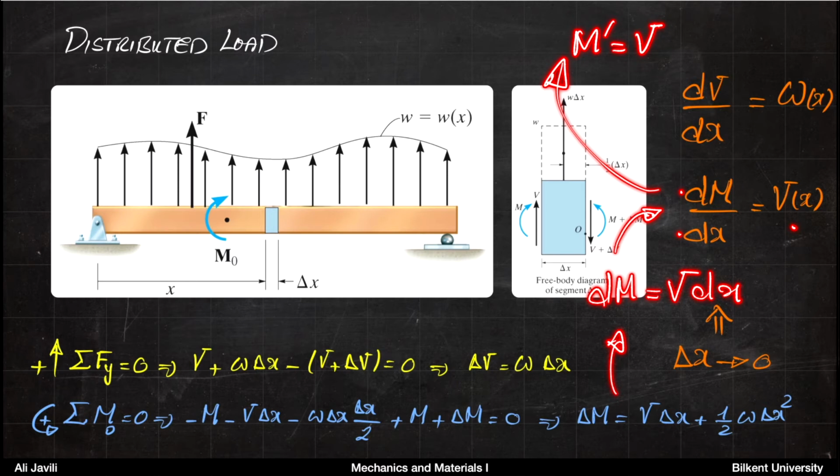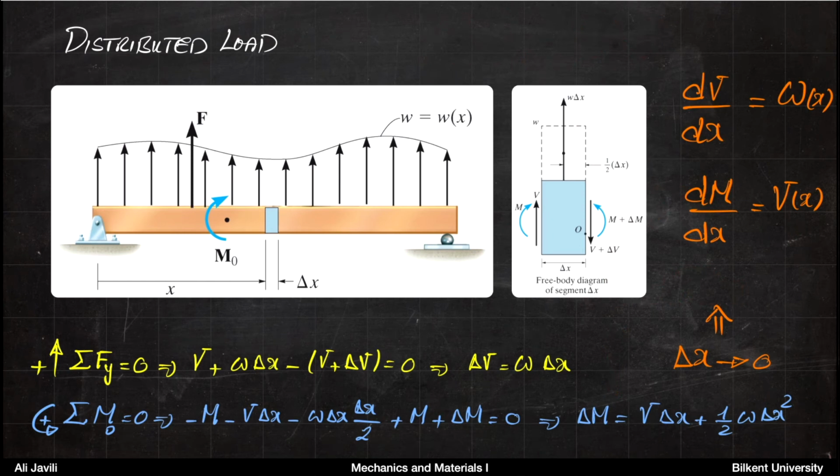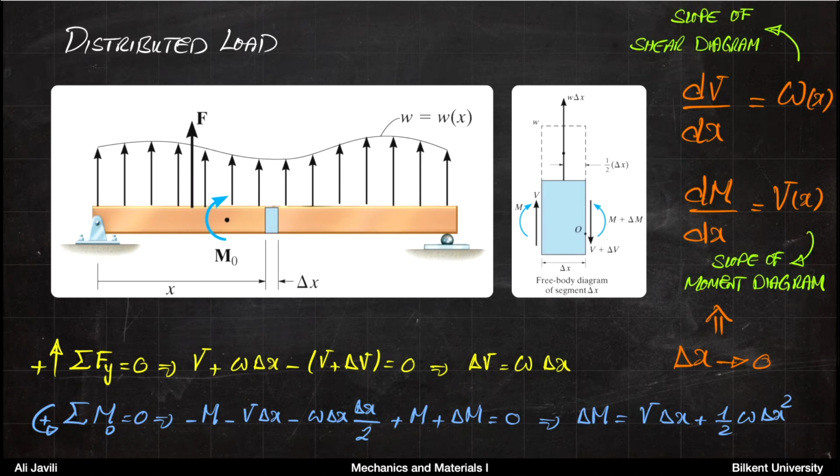So these are the relations. M prime equals V and V prime equals W. These are the equations that we actually saw in the previous lecture. We saw that these equations hold, but we didn't know why. You can see that actually you can prove them. So what we learned from this picture is that W, the distributed load, is the slope of the shear diagram, and V is the slope of the moment diagram.